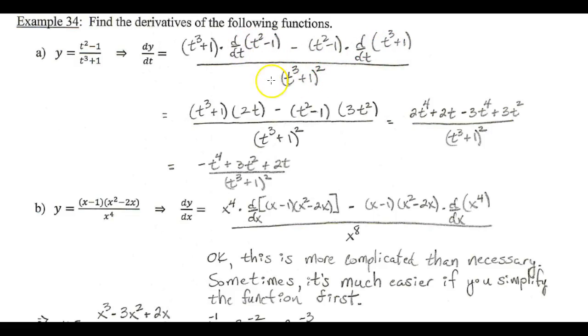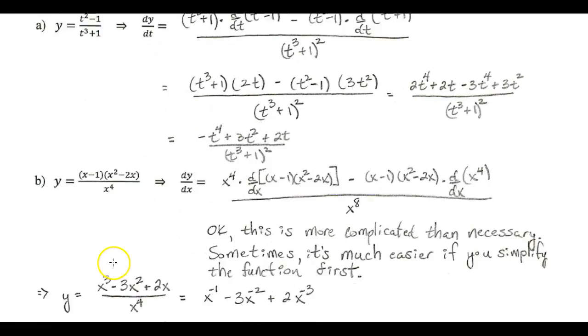Then you just take the two derivatives you need. So the derivative with respect to t of t squared minus 1 is 2t, put that here. The derivative with respect to t of t cubed plus 1 is 3t squared, put that here. Then you can multiply these out and simplify as much as you want. Okay, and then I would just leave it like that.